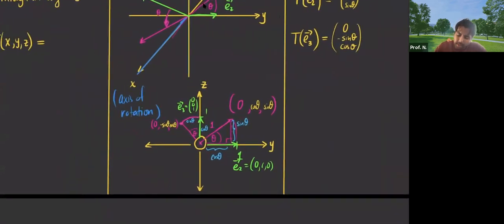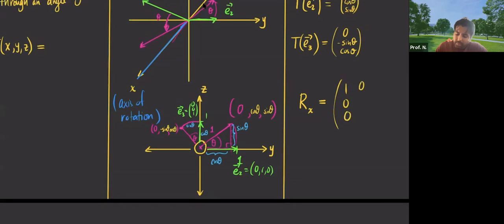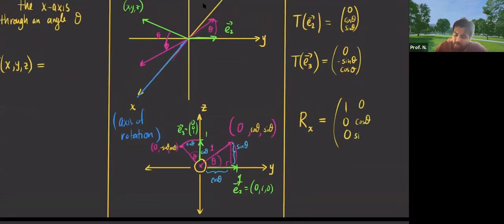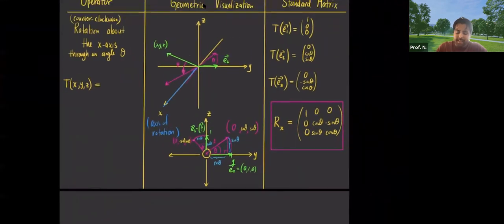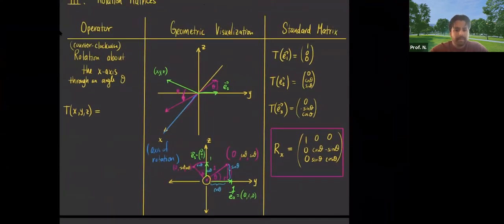And so then what's going to be my rotation? Pardon me, I'm going to use my rotation with respect to the x-axis. This would be 1, 0, 0; 0, cosine theta, sine theta; and 0, negative sine theta, cosine theta. And this is the rotation matrix about the x-axis. Do you see how we were able to figure out what the rotation matrix would be?